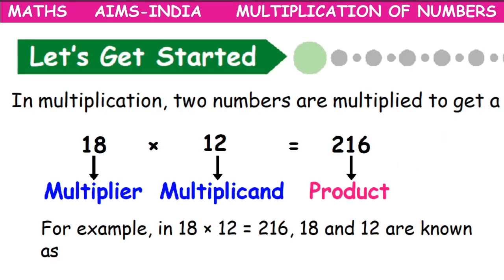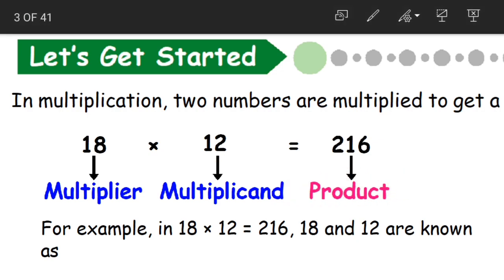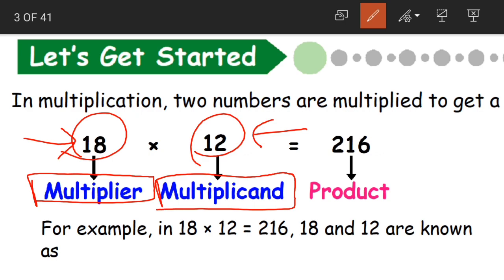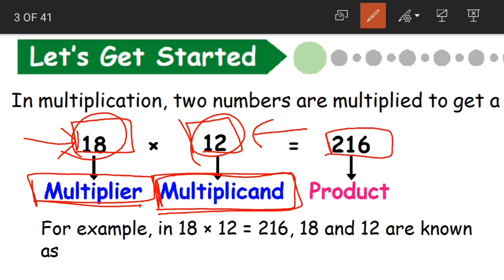Okay children, starting with the first one. In multiplication, two numbers are multiplied to get a product. Yes, we all know what is multiplication. Suppose I have two numbers here, 18 and 12. Now when I multiply 18 with 12, the first number 18 is called the multiplier, and the second number 12 is called the multiplicand. Okay children, what is the first number called? The first number 18 is called the multiplier, and the second number 12 is called the multiplicand. Now what about this? The answer we get, 216, is called the product.